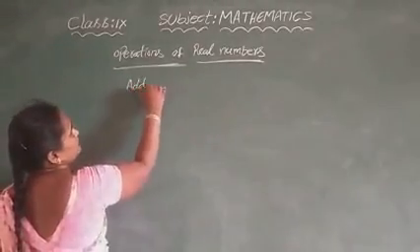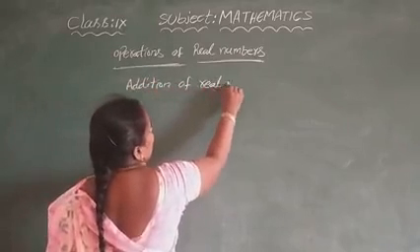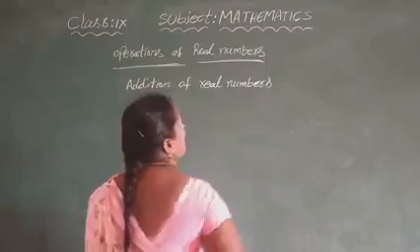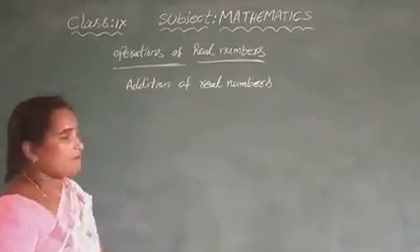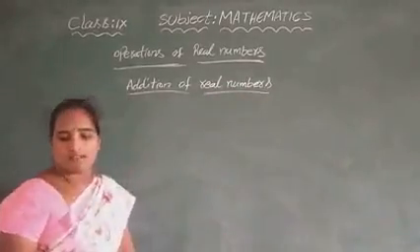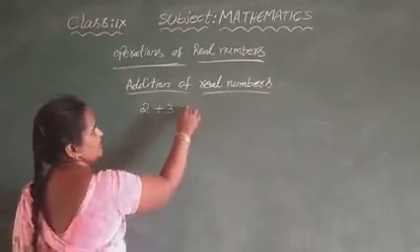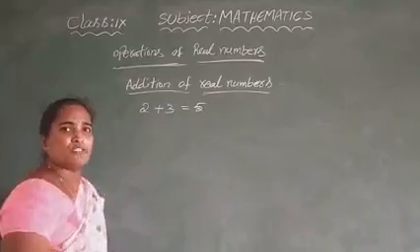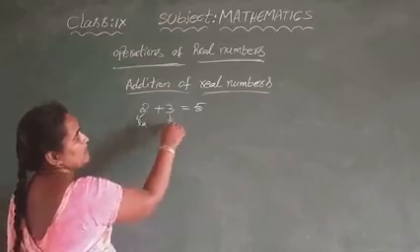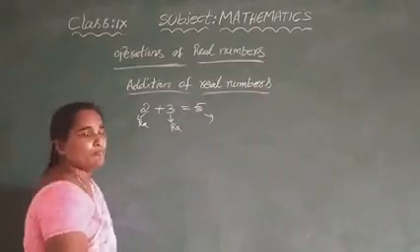Addition of real numbers. For example, 2 plus 3 is equal to 5. See here, 2 is a rational number and 3 is also a rational number. 5 is also a rational number.